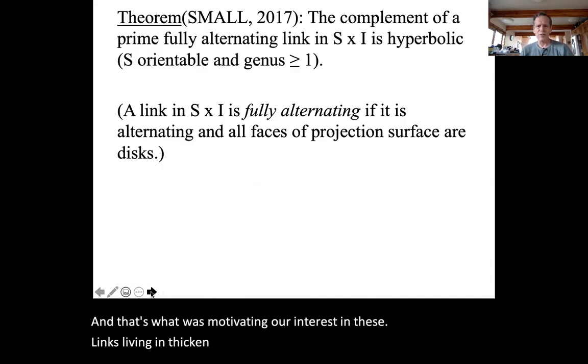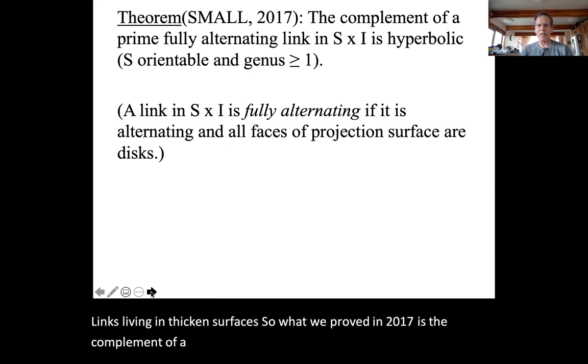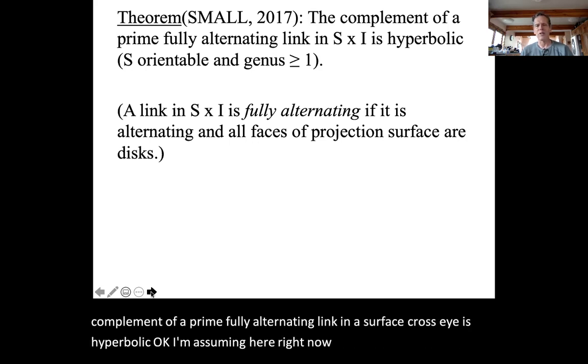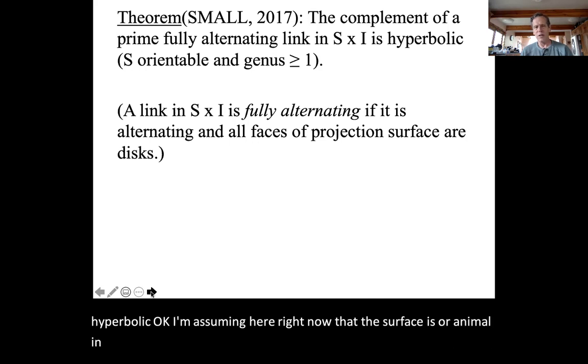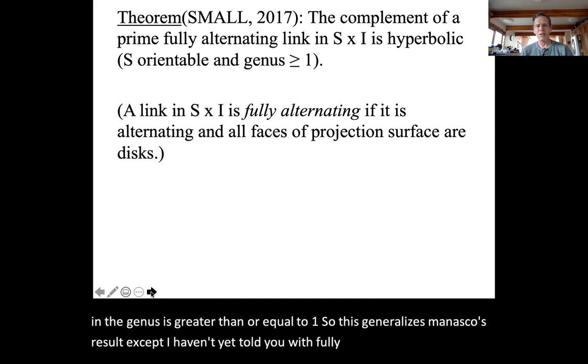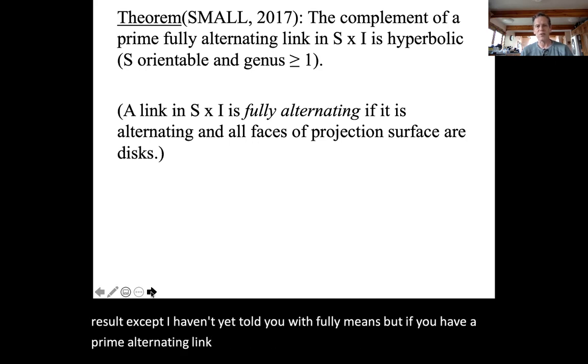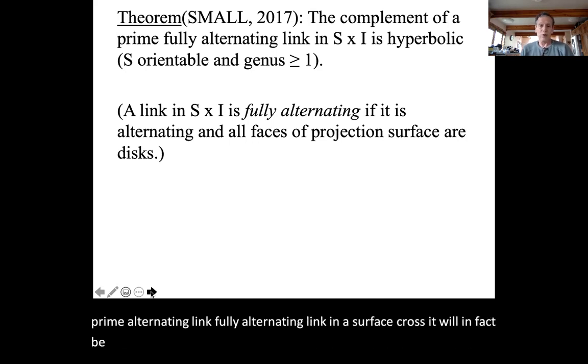So what we proved in 2017 is that the complement of a prime fully alternating link in a surface cross I is hyperbolic. I'm assuming here that the surface is orientable and the genus is greater than or equal to 1. So this generalizes Menasco's result, except I haven't yet told you what fully means. But if you have a prime, fully alternating link in a surface cross I, it will in fact be hyperbolic. Now, what's a fully alternating link?